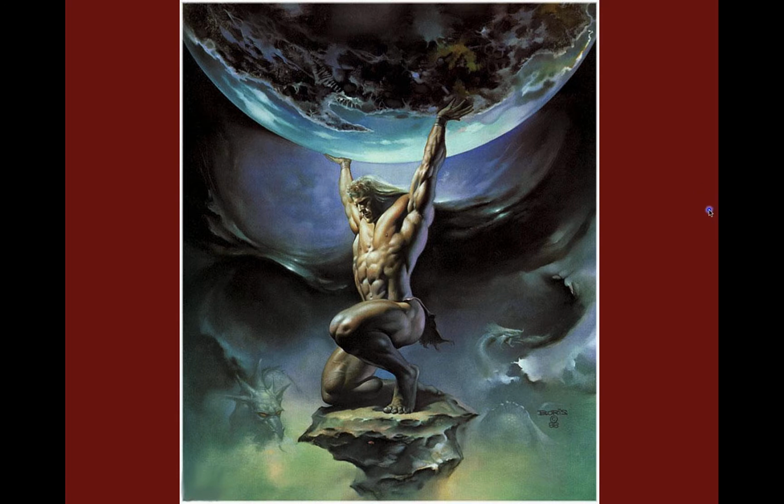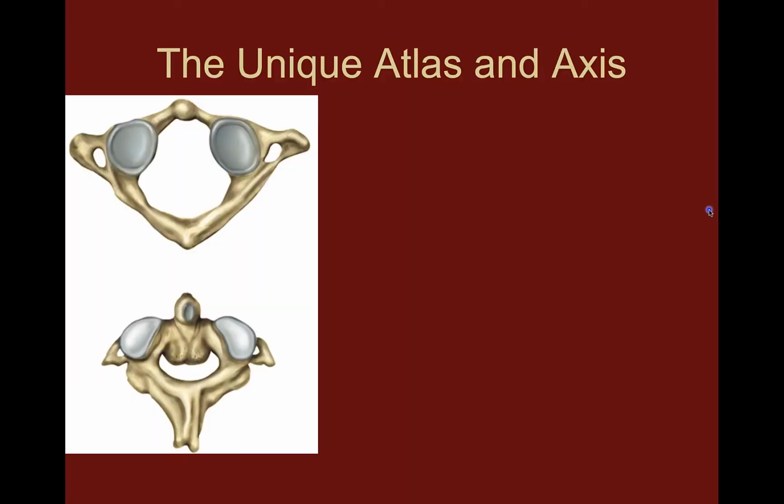Any ideas who this beefcake is here, holding up the entire planet? If you're familiar with mythology, you probably said Atlas. So we're going to talk about the atlas and the axis. Now these are C1 and C2, our first and second cervical vertebrae, and they have specific names.